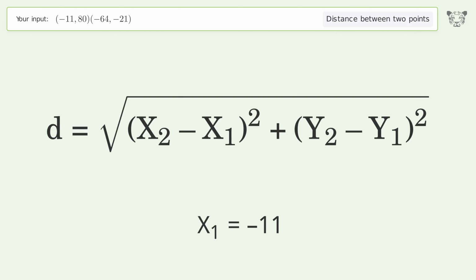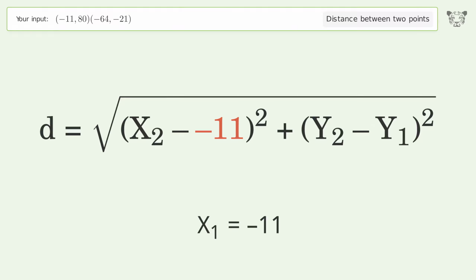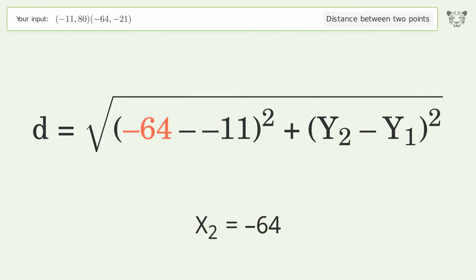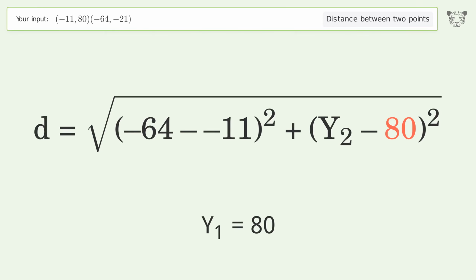x1 equals -11. x2 equals -64. y1 equals 80. y2 equals -21.